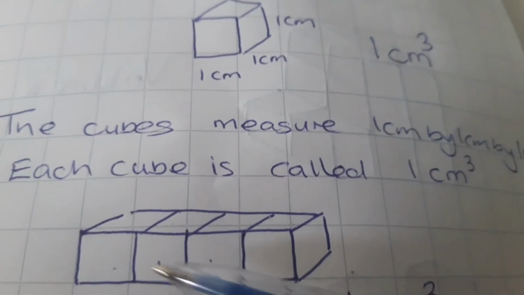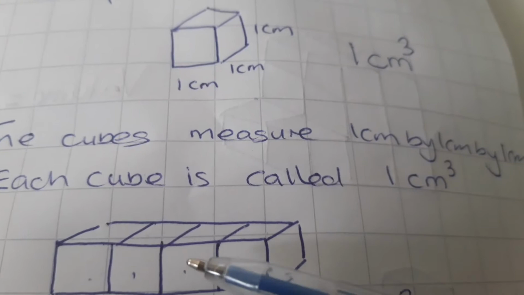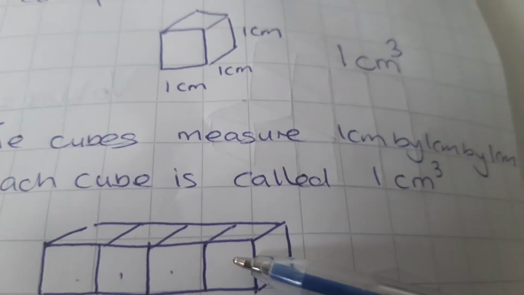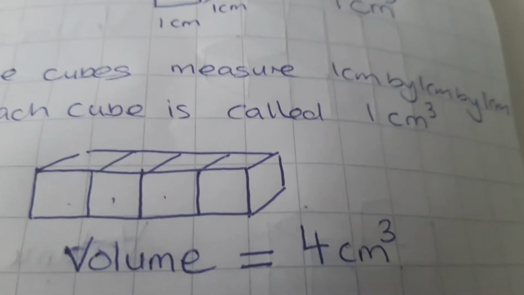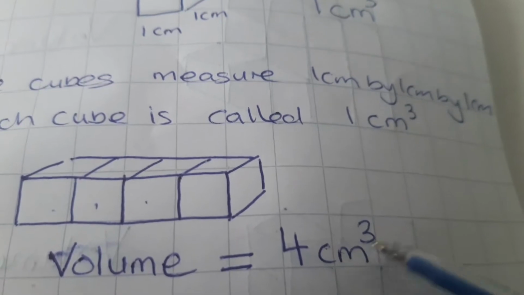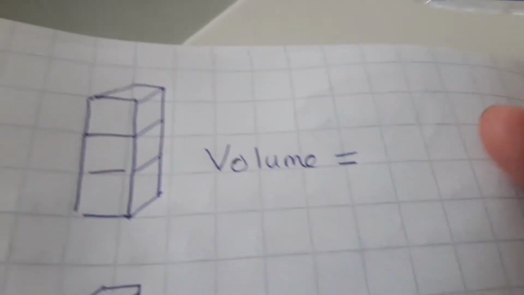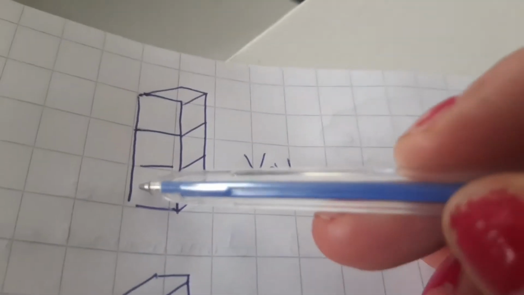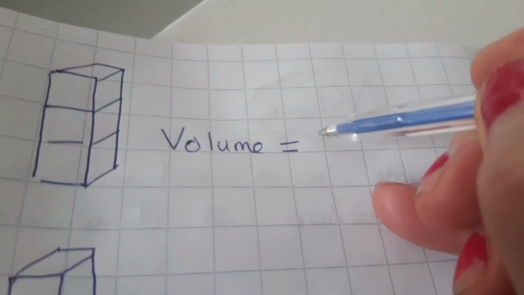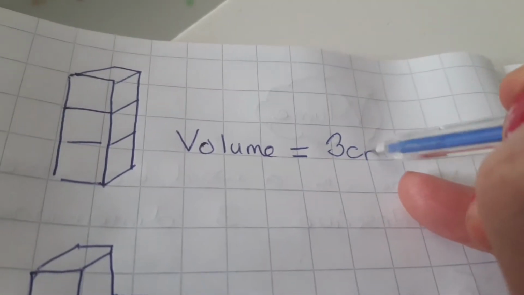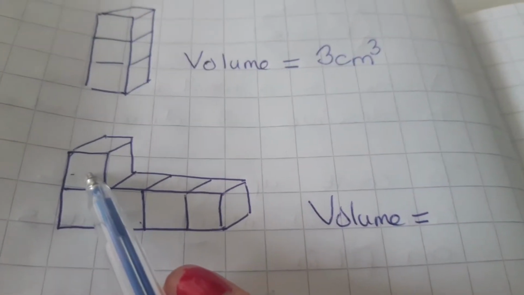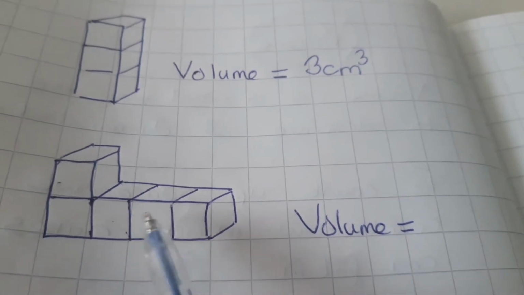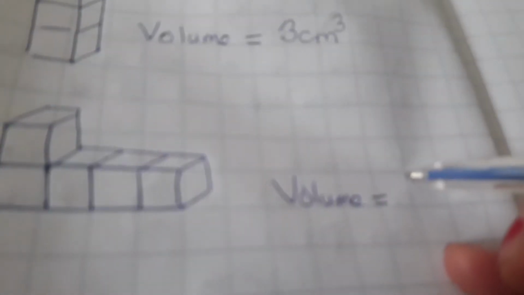So for example, this little block here has 1, 2, 3, 4 little cubes. So it's the cubes, the actual cubes you count, not just the faces. So we would say the volume of that cube is 4 cm³, 4 cubic centimetres. So if we look at this block here, it has 1, 2, 3 cubes. So we would say the volume is 3 cubic centimetres. Okay. Then we look at this one. It has 1 on the top, 2, 3, 4, 5 cubic centimetres.